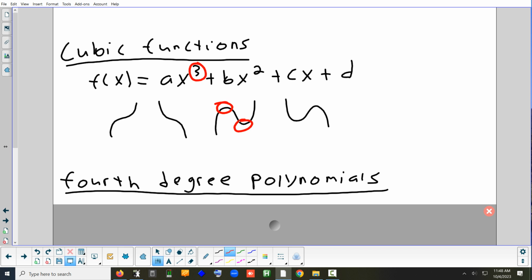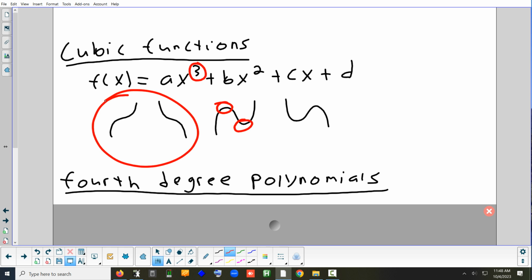Notice I didn't say it has to turn twice. I said it can turn twice. You could have a cubic that looks like one of these. It's like it starts to try to turn, never really does, and it just keeps going. So think of a cubic as having at most 2 turns in it. That's like a maximum.